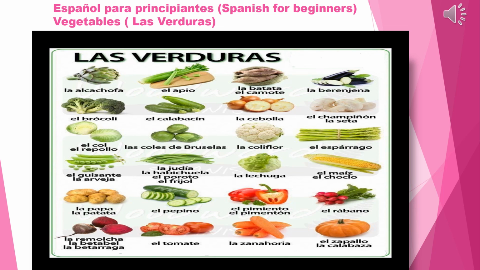If you can maybe send me images of vegetables that you find in your country, then we can look for their names in Spanish, because the ones I found are the ones we mostly find in Europe.